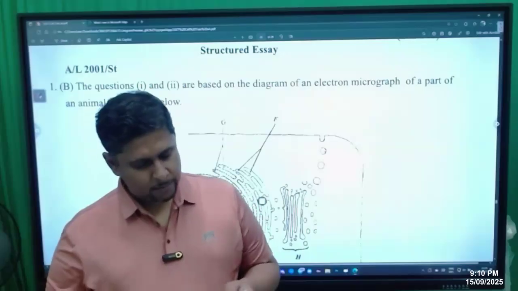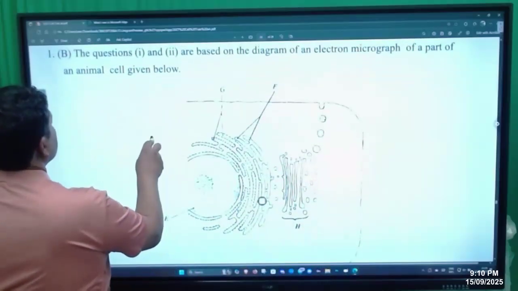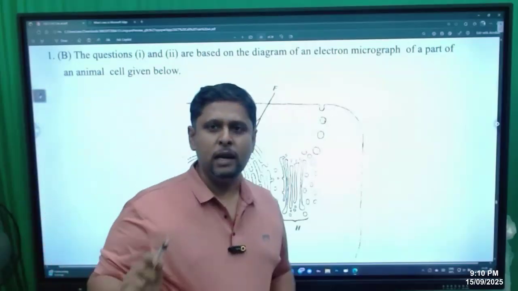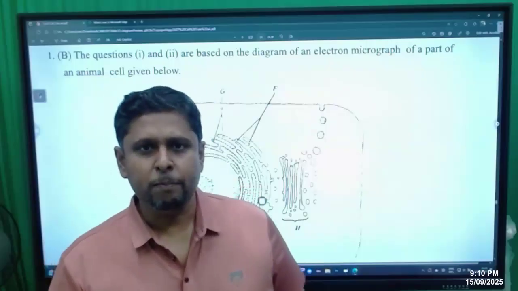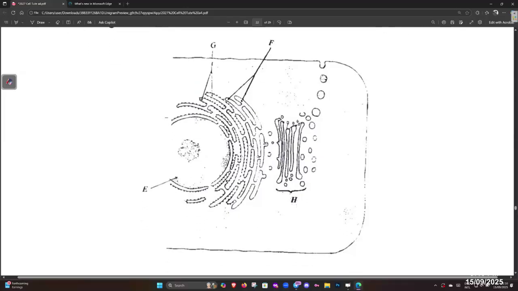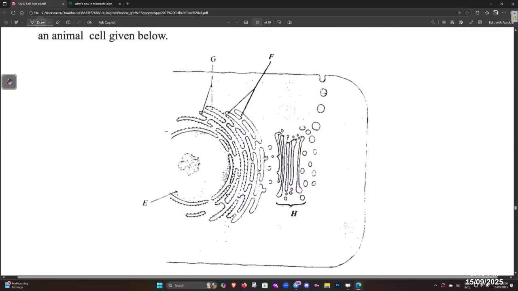Question 2001 structured essay paper. Questions 1 and 2 are based on the diagram of the electron micrograph of a part of the animal cell given below. So this is part of an animal cell, and they want you to label it. That's a very simple task. In the A level examination, they give you such a diagram and ask you to label it. See how easy A level is.